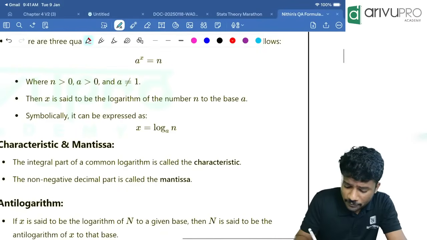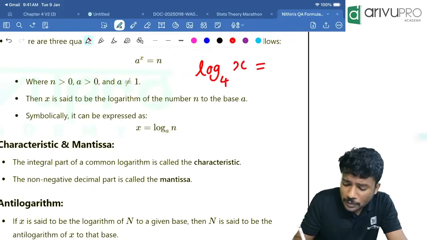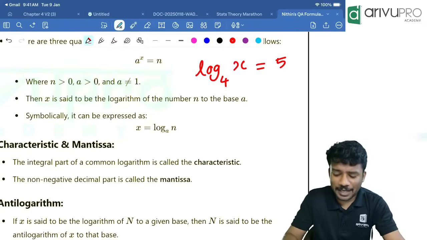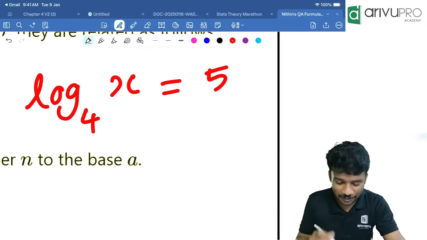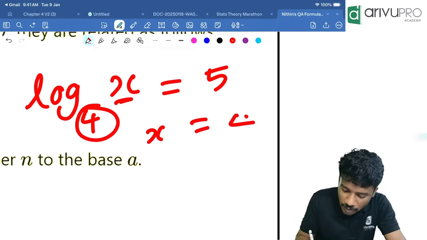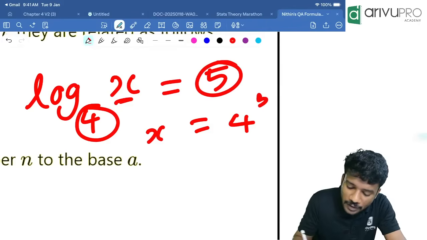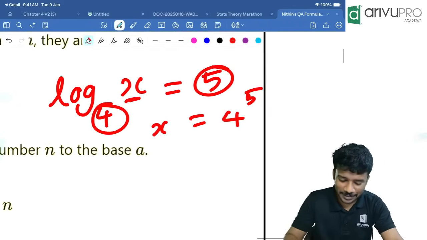If log of x to the base 4 is equal to 5, get me the value of x. How will you find the value of x? X is nothing but the base raised to the right hand side. What is on the right hand side? 5 is there on the right hand side. Are you getting the logic?